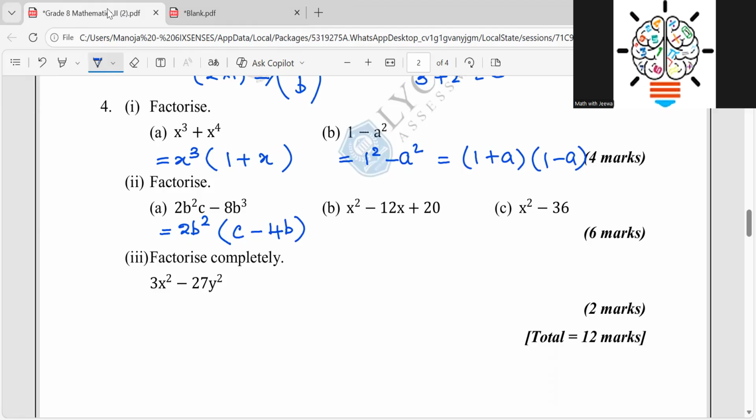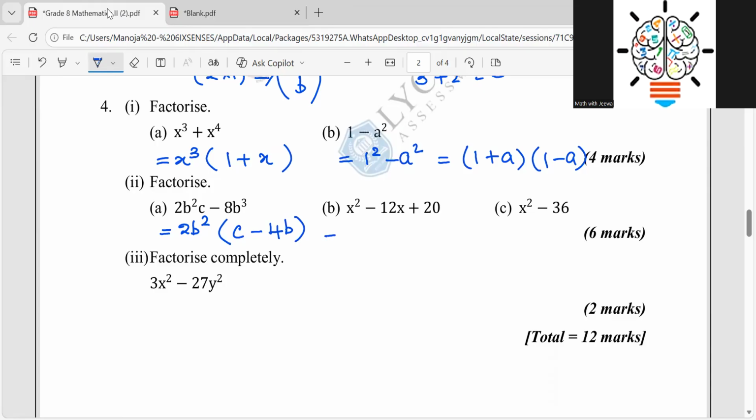So then you have C remaining. 2 times 4, 8, and 8, 4b, right? 2 times 4b. And then you just check that the 2cb squared and 8b cube, correct.